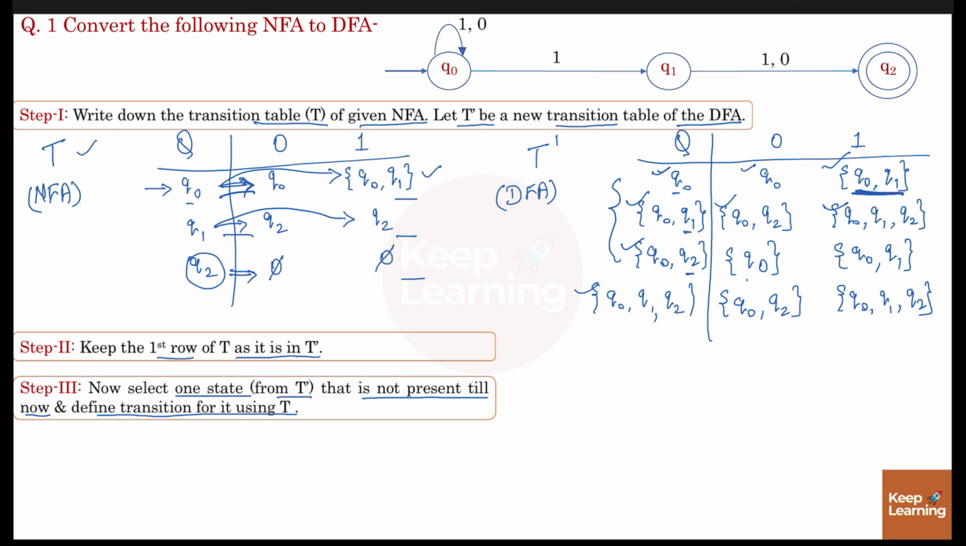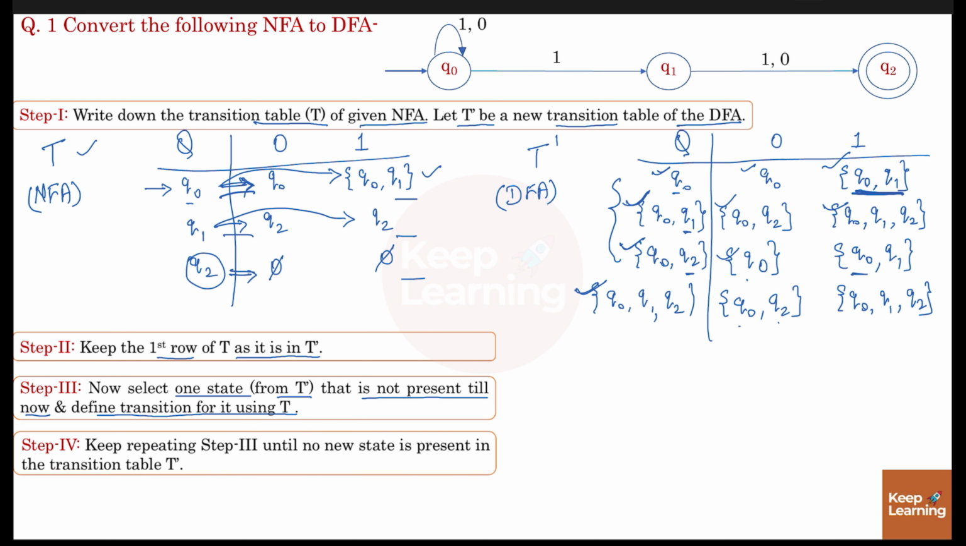Q0 is already defined here. Q0, Q1 is already defined here. Q0, Q2 is already present here. Q0, Q1, Q2 is already defined. So we have to keep repeating this step until no new state is present in the transition table T dash. So now no new state is present here.